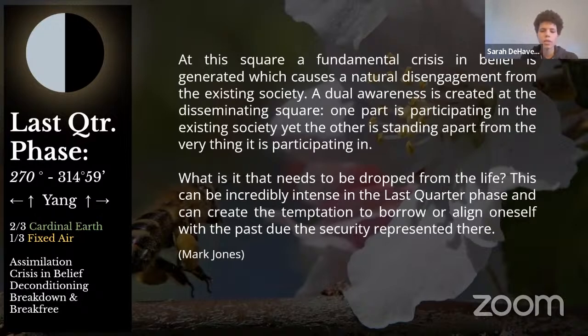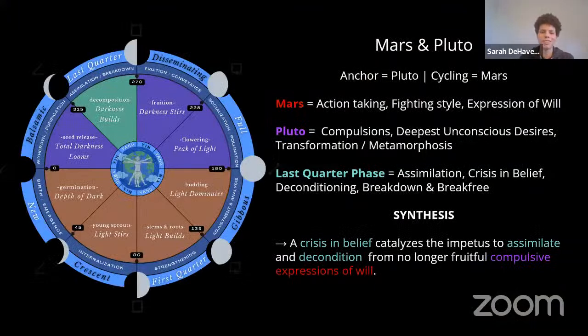This can be an incredibly intense experience, I'll just add, in the last quarter phase, and can create the temptation to borrow or align oneself with the past due to the security represented there, right? Like, I don't want to die. I don't want to become irrelevant. I don't want to be confused. These can be themes that are experienced in the last quarter phase, as we move towards Balsamic, which can be super confusing because there's a lot of Pisces action going on in that phase. Mars and Pluto, last quarter phase, using the keywords assimilation, crisis in belief, deconditioning, breakdown, and break free.